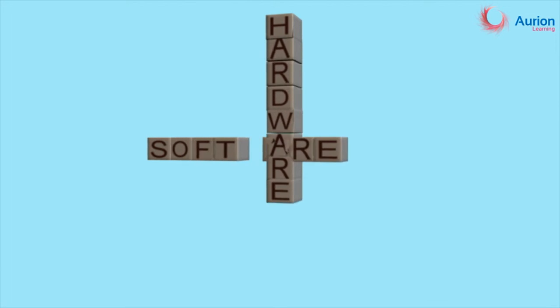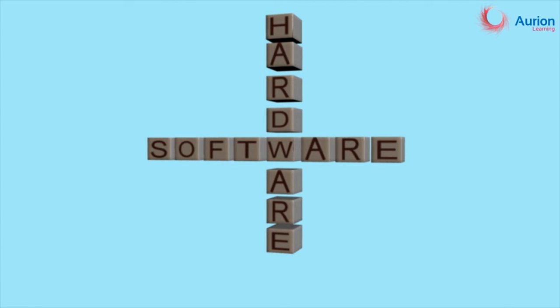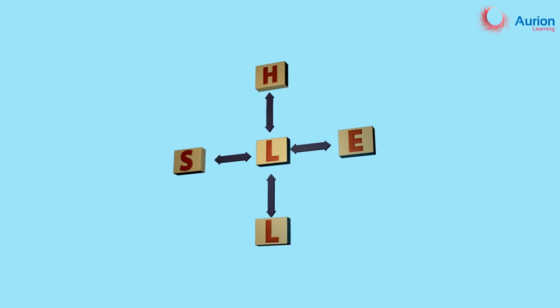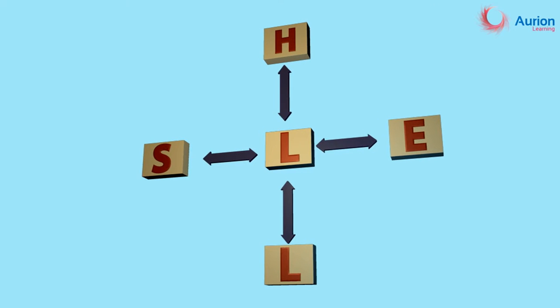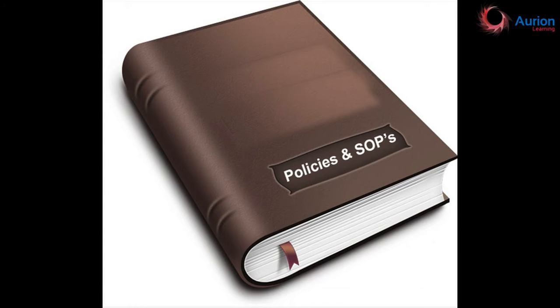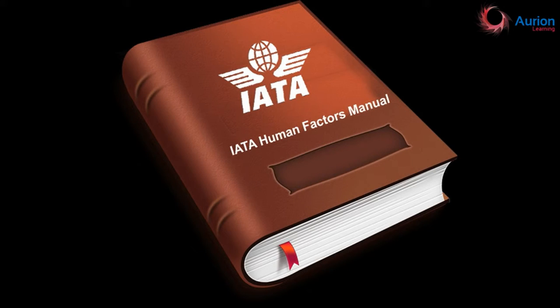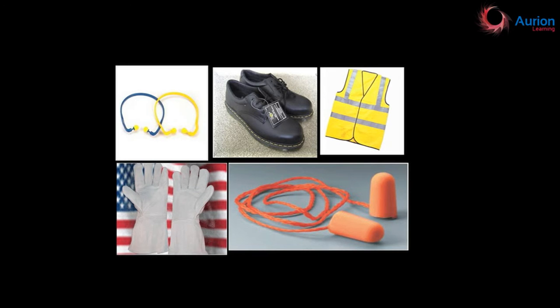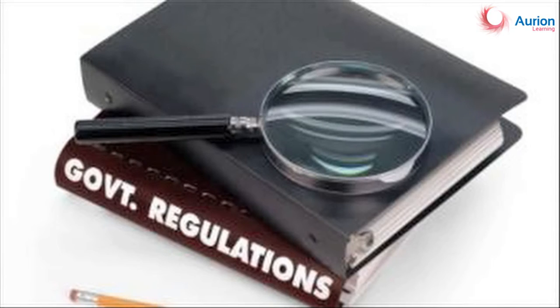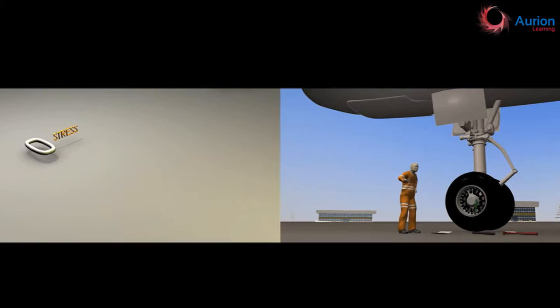To break an error chain, there are measures that are inbuilt into our system using hardware and software elements that we learned in the Shell model. These are all measures to reduce, trap, or resist errors. These measures are called resistive measures. For example, policies and standard operating procedures, manuals, checklists, equipment and resources, regulations, training, etc.